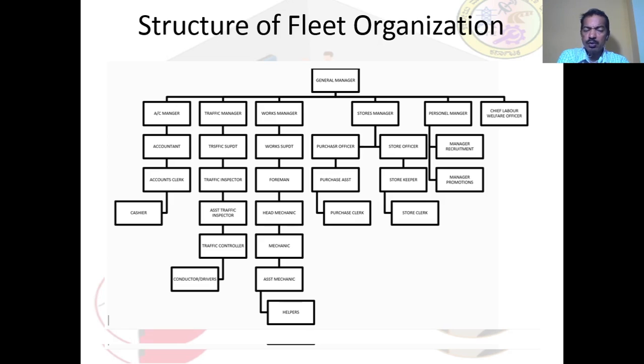Just you can see, in the accounts manager, under him there are some accountants and some account clerks and cashiers who collect the revenues or cash. And the second section is the traffic manager. I already told you the traffic manager will maintain the routes. Under him are the traffic superintendent, traffic inspectors, assistant traffic inspectors, traffic controllers, conductors and drivers. All come together under the head of the traffic manager to maintain the routes properly and give better service to the customers as well as their passengers.